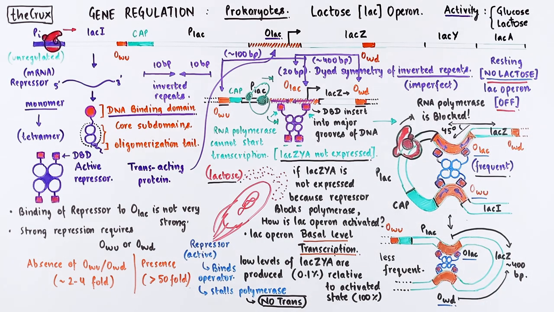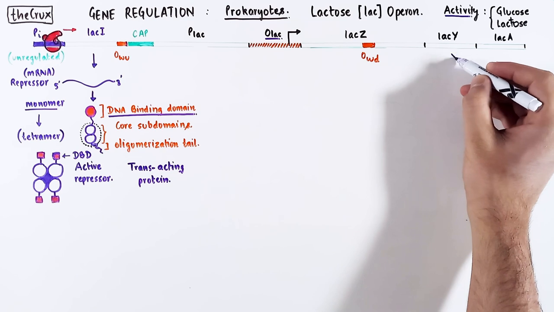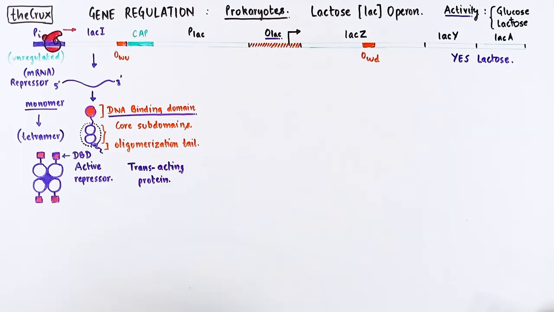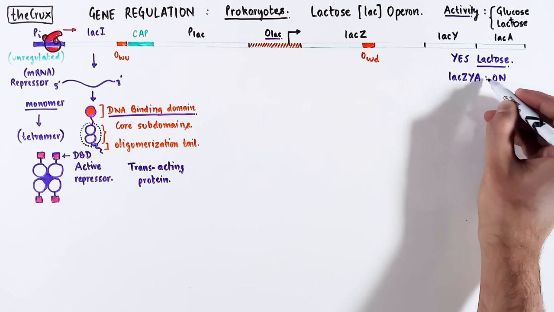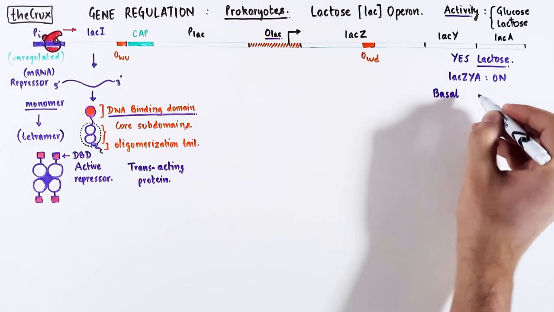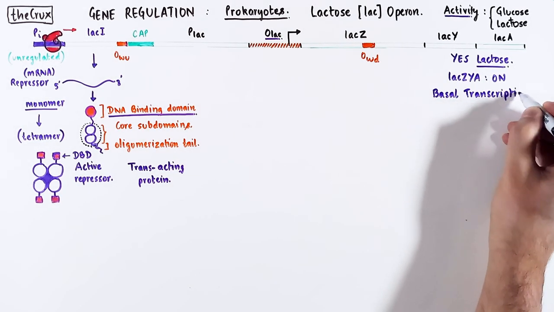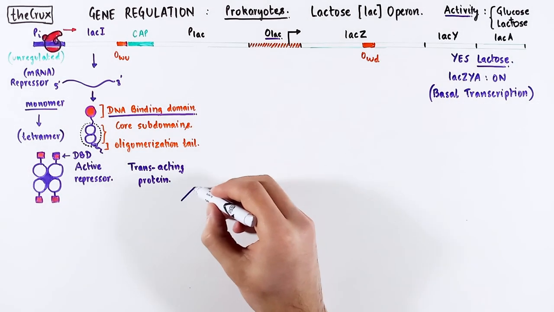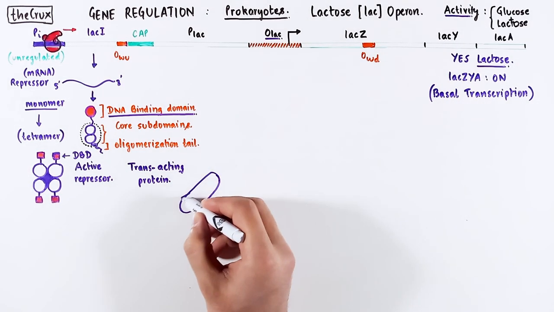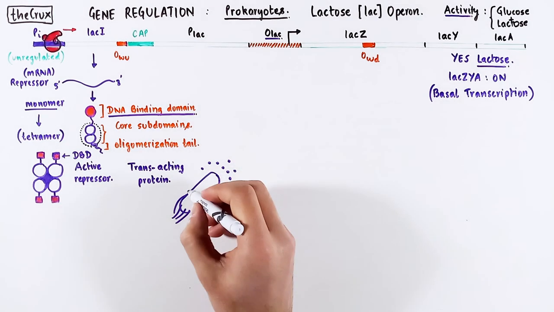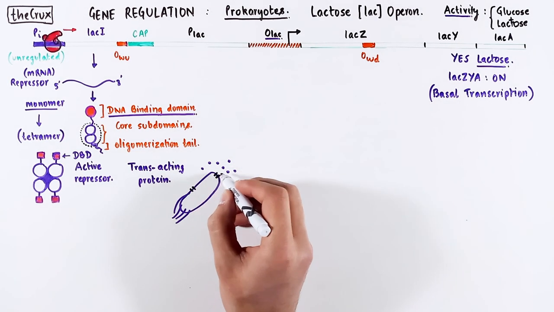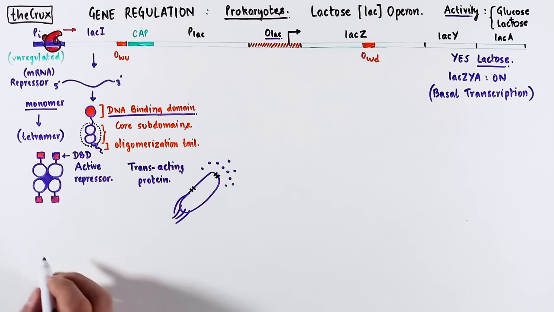And this brings us to the next important scenario, which involves the presence of lactose. And now you would expect that the lac operon will be turned on. We have seen that lac operon must have some basal level expression for the operon to be activated. And this means that this bacteria, when it's swimming around and it encounters the lactose, it must have some membrane proteins expressed so that it can import the lactose into the cell.